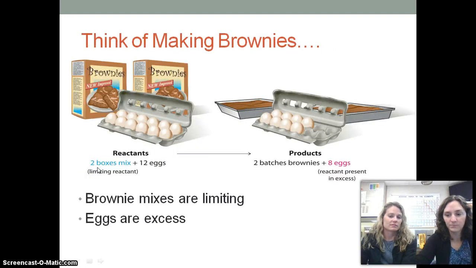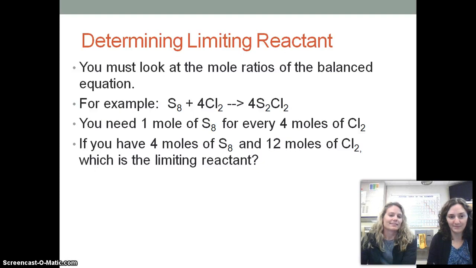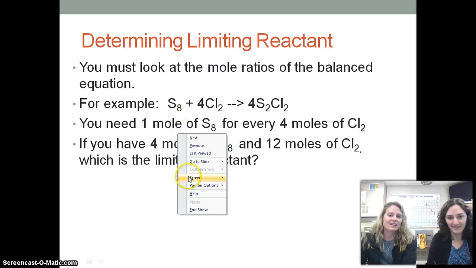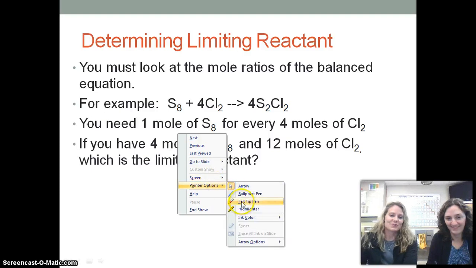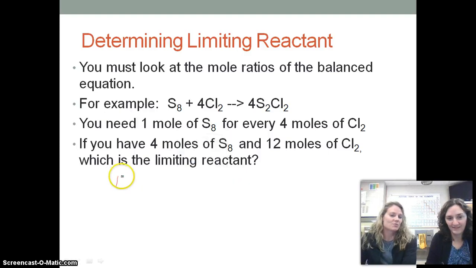So we got 1 mole of S8, and then the 12 moles of Cl2 would be divided by 4. That'll give us 3. So then we'd have a 1 to 3 ratio with those. Yes. So you're going to have 1 mole of S8 to 3 moles of Cl2.